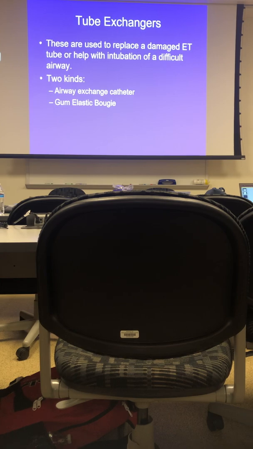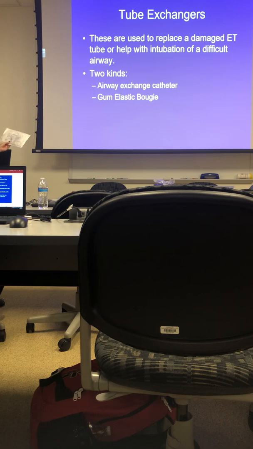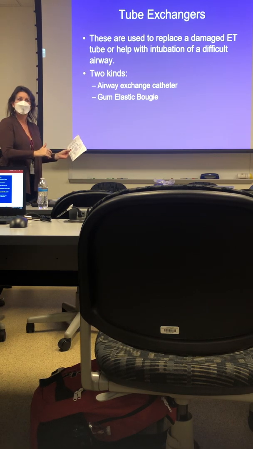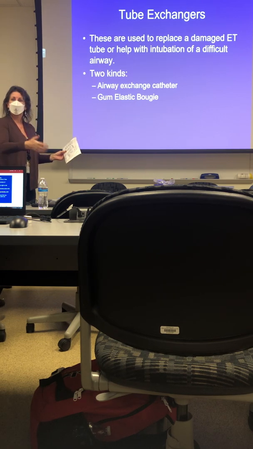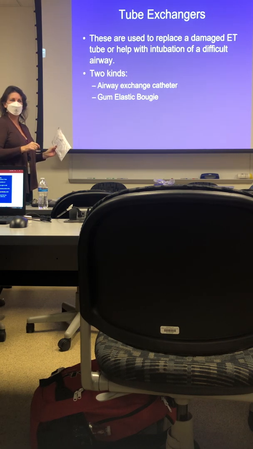Tube exchangers. You have two kinds of tube exchangers. The ones I want you to know about are the airway exchange catheter and the bougie, the gum elastic bougie. That's how you say it, bougie. So if anesthesia wants to exchange the endotracheal tube, maybe the cuff has been broken and you have a cuff leak, so they need to change the ET tube. Instead of taking the entire tube out, they'll use a tube exchanger, all right?